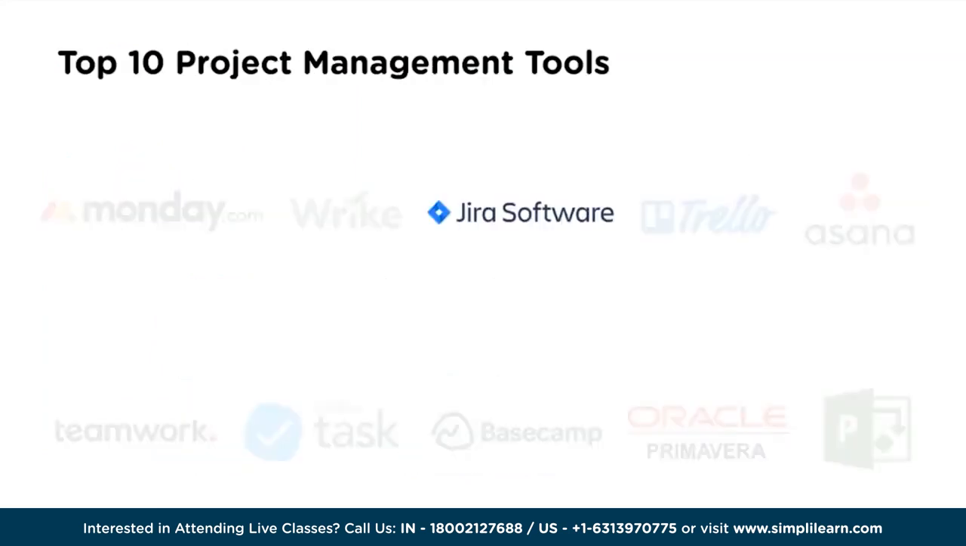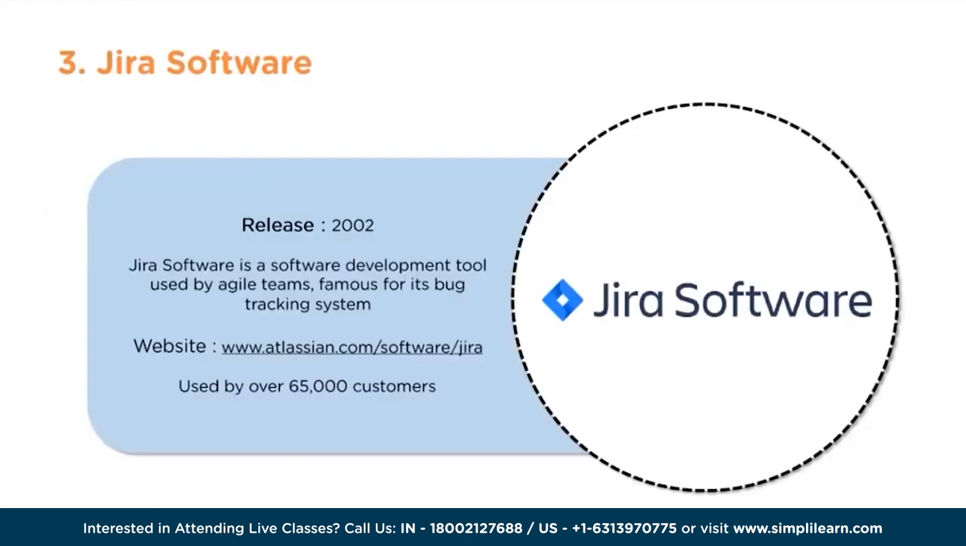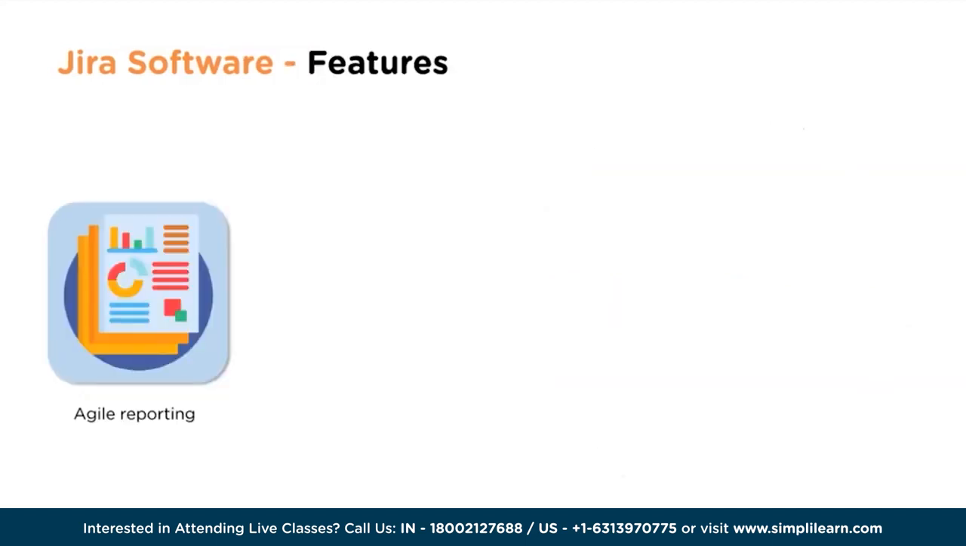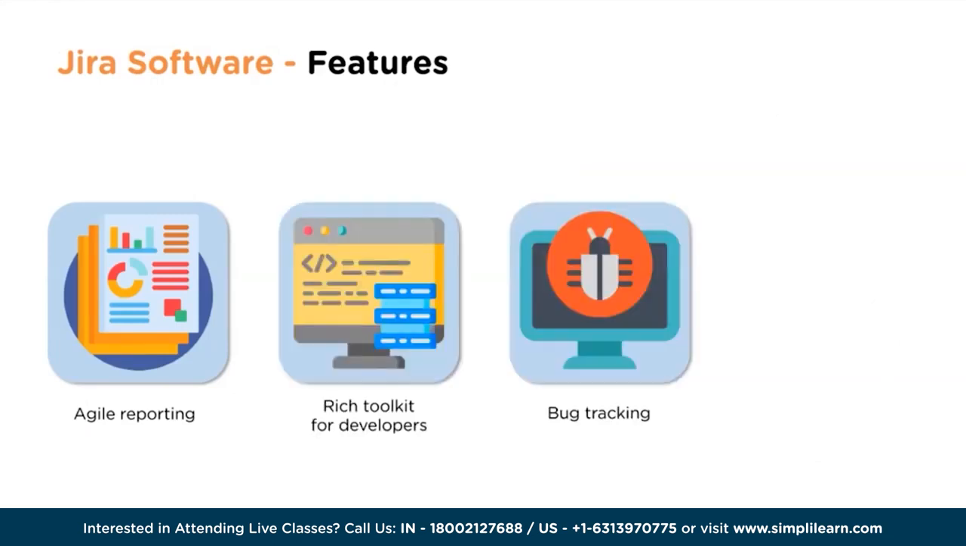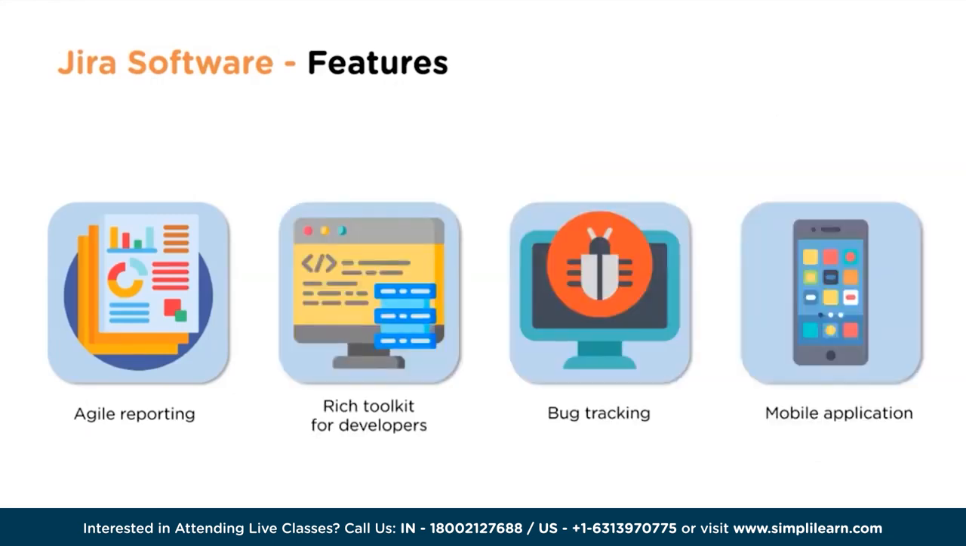Now let us look at Jira software. Jira software was released in the year 2002. It is a software development tool used by agile teams, famous for its bug tracking system. The website to access this tool is www.atlassian.com/software/Jira, used by over 65,000 customers. The features of Jira software include agile reporting, a rich toolkit for developers, bug tracking, and mobile applications.